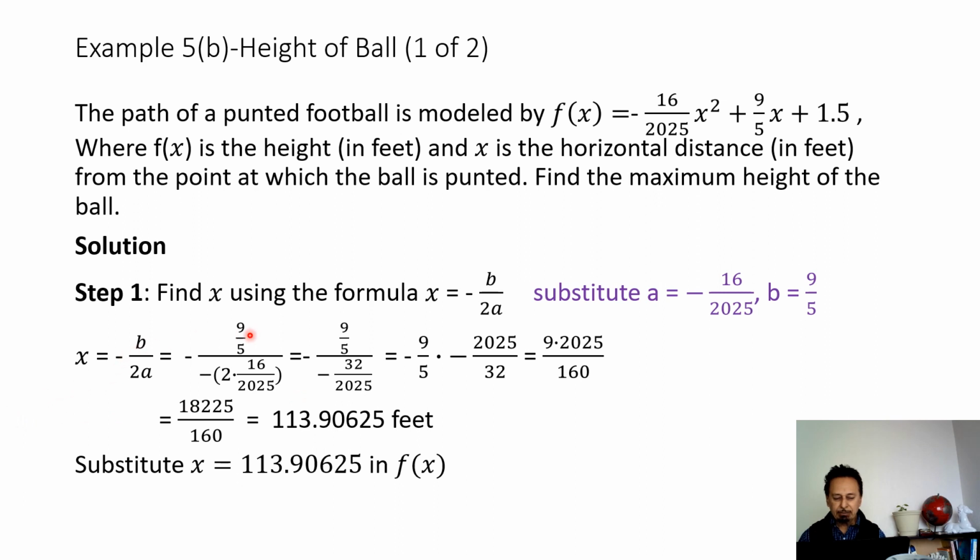So x becomes negative 9/5 divided by 2 times negative 16 over 225. Now multiply negative 9/5 by the reciprocal of the denominator, which is negative 225 over 32. 5 times 32 is 160, and negative times negative is positive, so 9 times 225 becomes 2,025 over 160. Now if you put it in the calculator, it should give you 113.90625 feet. Now we substitute x equal to 113.90625 feet.